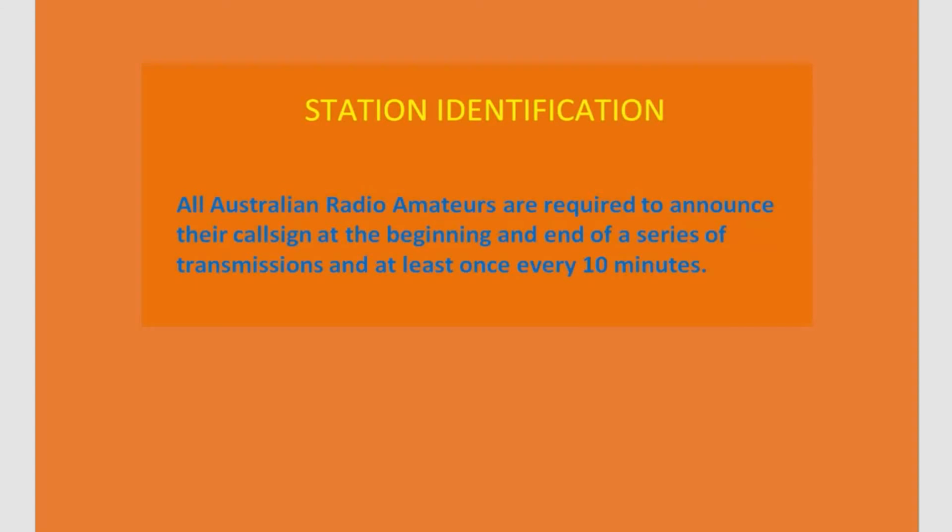Now, the other countries have different rules on that, so don't think they're being slack. There are some countries that only require station identification every 30 minutes. But for you, for all classes of license, station identification is required at the beginning and end of a series of transmissions and every 10 minutes within.